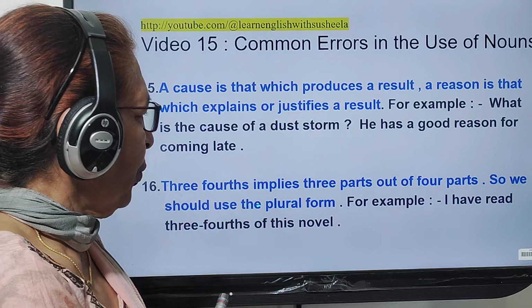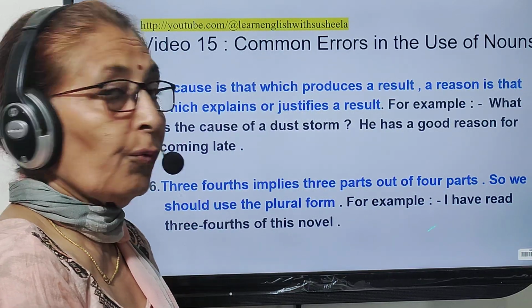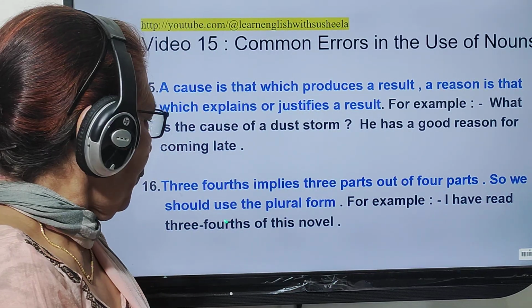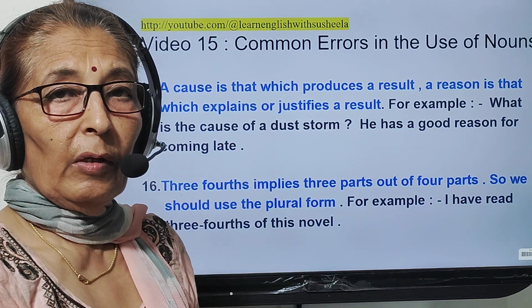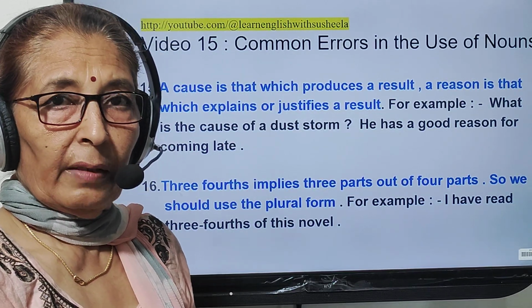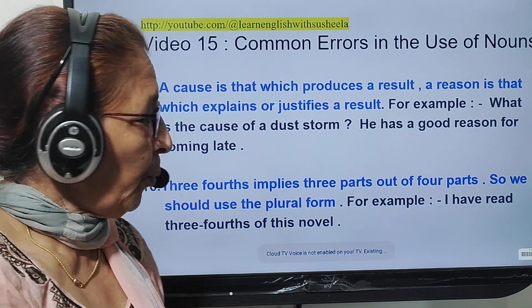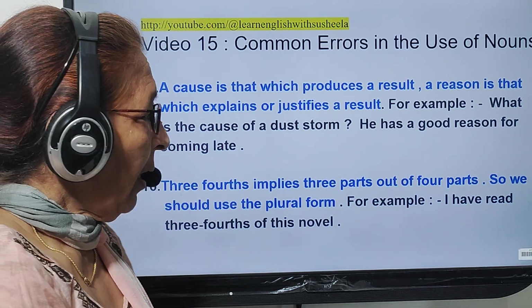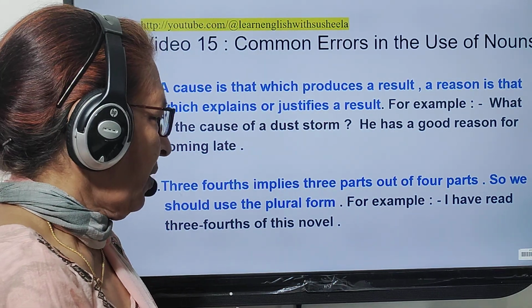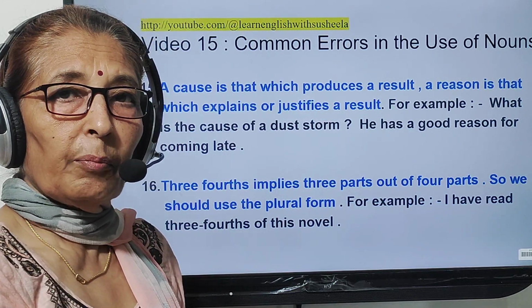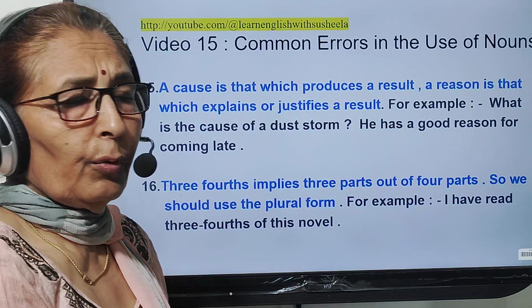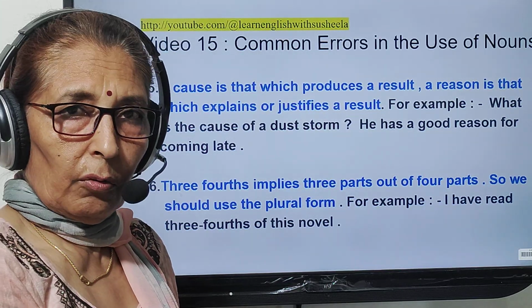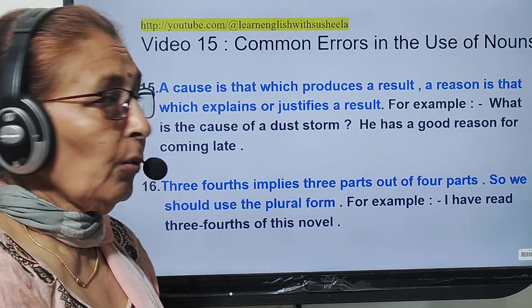Last, three-fourths implies three parts of four parts. So we should use the plural form. We can't say three-fourths is. We will be saying three-fourths are because they are three parts of four parts. For example, I have read three-fourths of this novel. Means three parts of that novel. So never say I have read three-fourths of this novel. That will be wrong. So here we have to use the plural form.